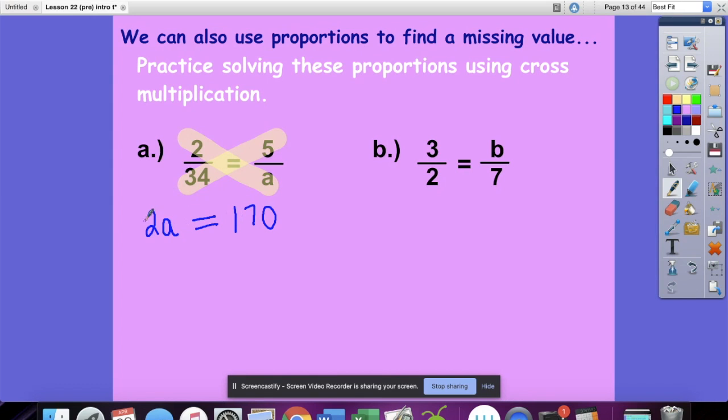I have to solve the equation 2a is equal to 170. I know to solve that equation, I would have to divide both sides of my equation by 2. Remember earlier in the year, we learned whatever I do to one side of an equation, I have to do the exact same thing to the other side.